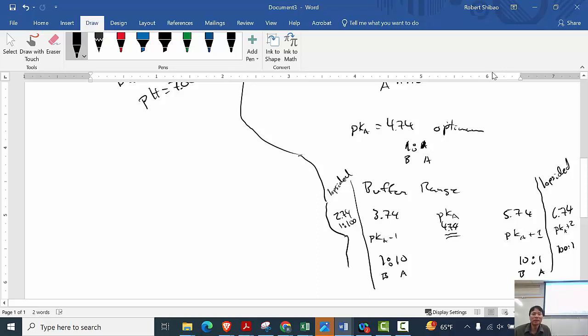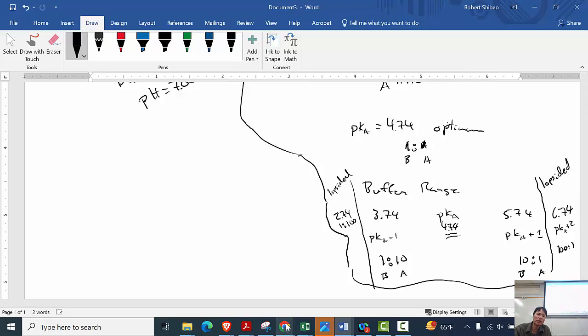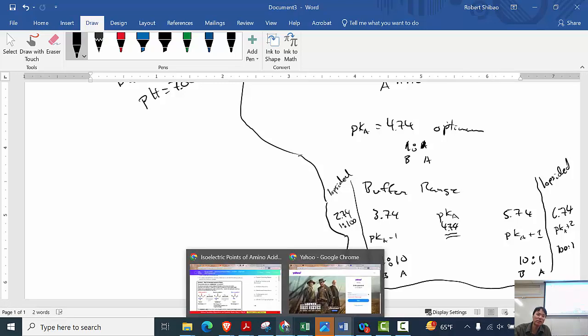So I'm going to give up on acetic acid because the pKa of acetic acid is 4.74. And so what we need to do is we need to find another acid, weak acid.